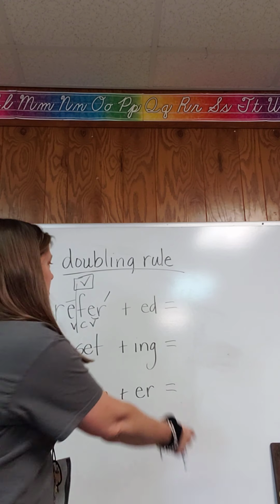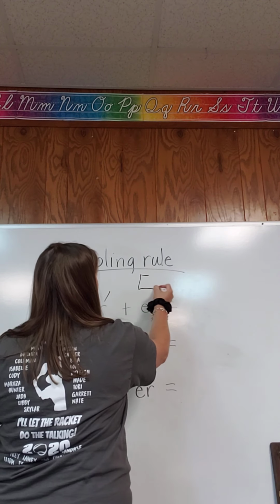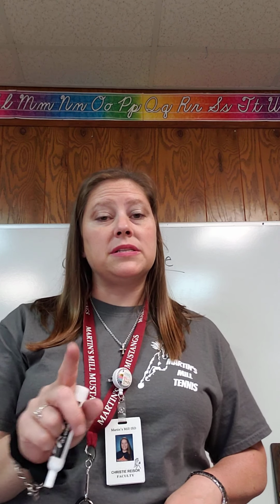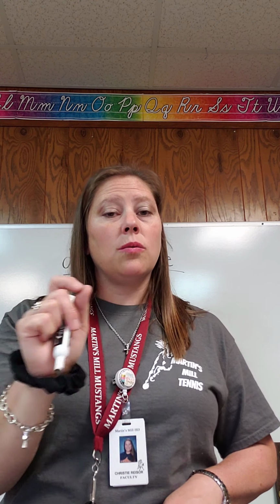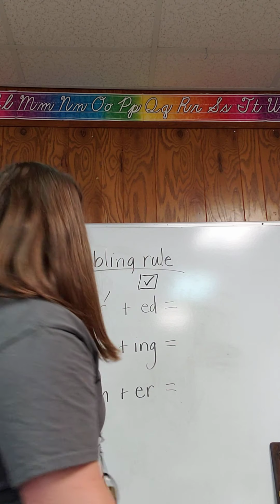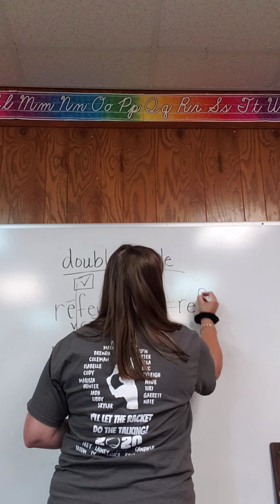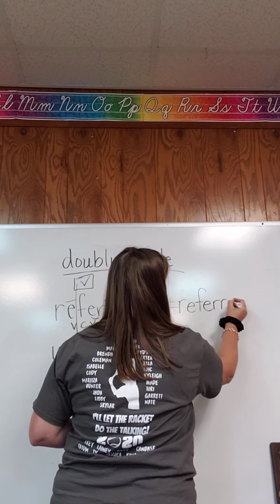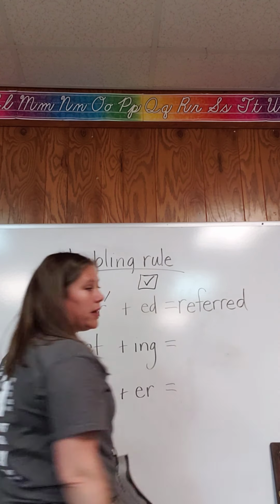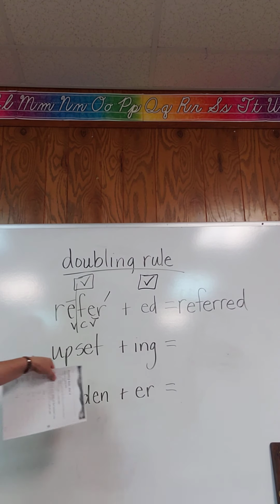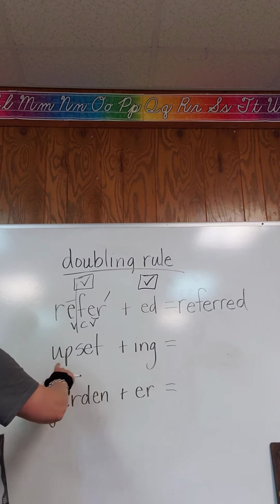Yes, it is, because it starts with an E. All right, so that one would also get a check mark. So again, for doubling purposes, if we have 2 check marks, what do we do? That's right, we double the consonant. So we now have the word referred with 2 R's. Okay? All right, so let's take a look at this next one here.